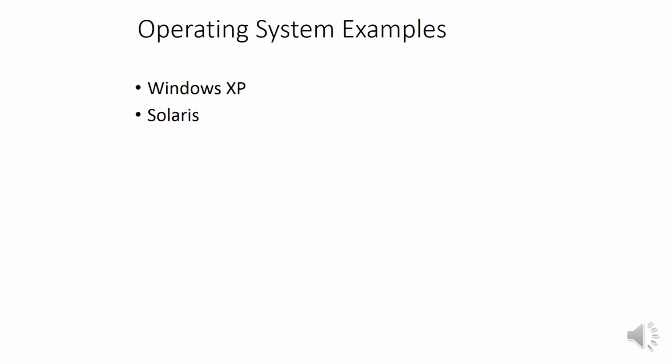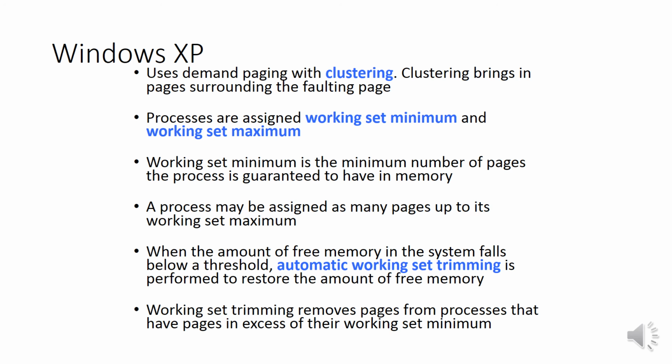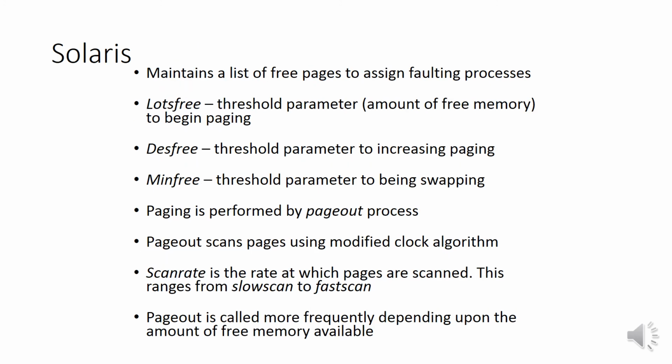Operating system examples: Windows XP and Solaris. First, Windows XP uses demand paging with clustering. We have a working set minimum and a working set maximum. A process may be assigned as many pages as its working set maximum. When the amount of free memory in the system falls below a threshold, automatic working set trimming is performed to restore the amount of free memory. It maintains a list of free pages to assign.